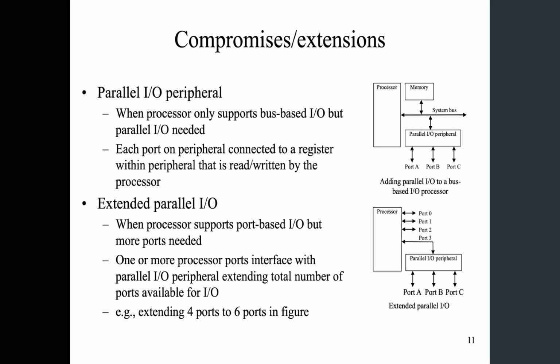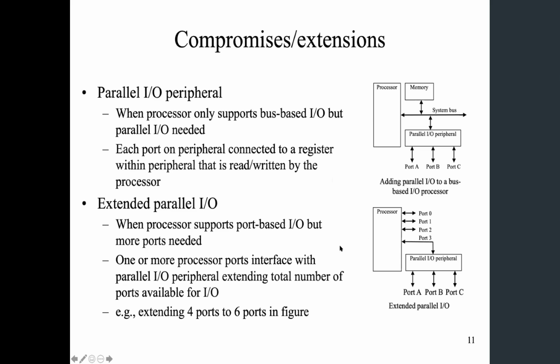There are some extensions of such a design. For example, you can use parallel I/O peripheral. If your processor supports only bus-based, that means the processor itself will need to have an address bus and data bus to access other components. If you really have to have these ports, parallel I/O peripherals, you can attach that to the bus. So this will be a secondary controller. You will be able to read and write the registers here, and then subsequently access these port A, B, C.